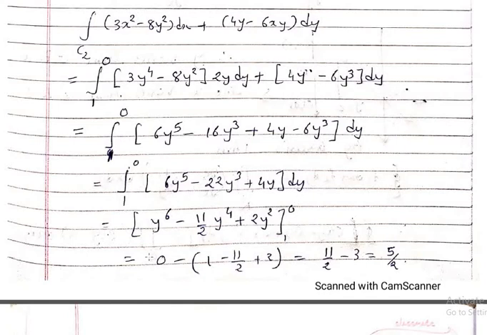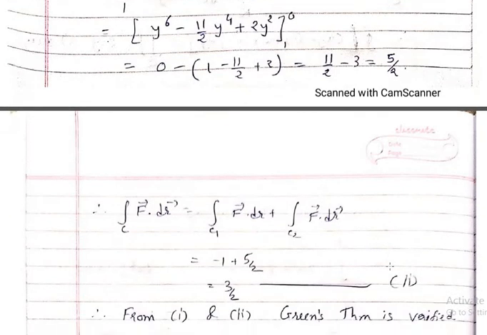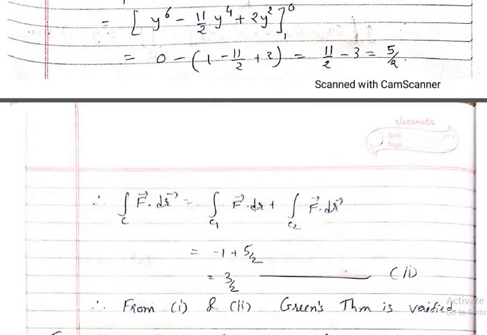First we are going to put 0, then all terms will be 0, minus we are going to put 1, so 1 minus 11 by 2 plus 2, and that will be basically 11 by 2 minus 3, so the answer is 5 by 2. Now for the right hand side, integration f dot dr is equal to integration c1 f dot dr plus integration c2 f dot dr, that is minus 1 plus 5 by 2, which is 3 by 2.